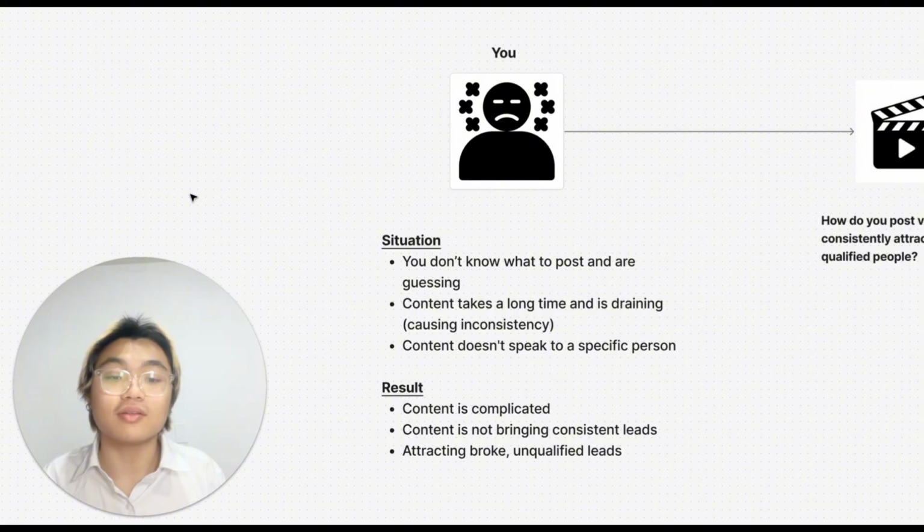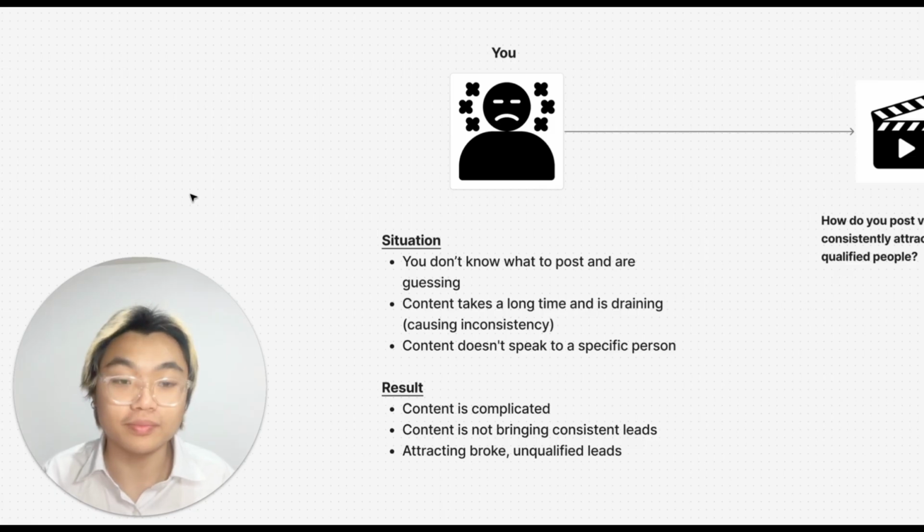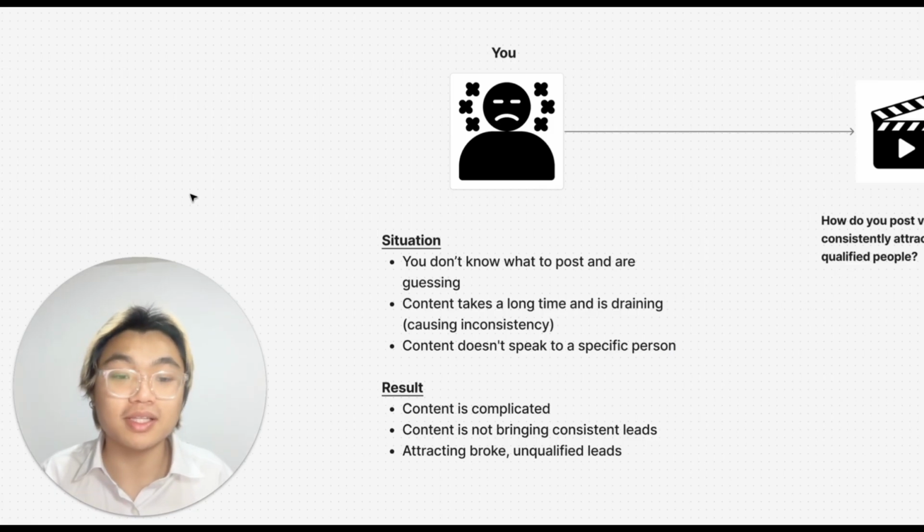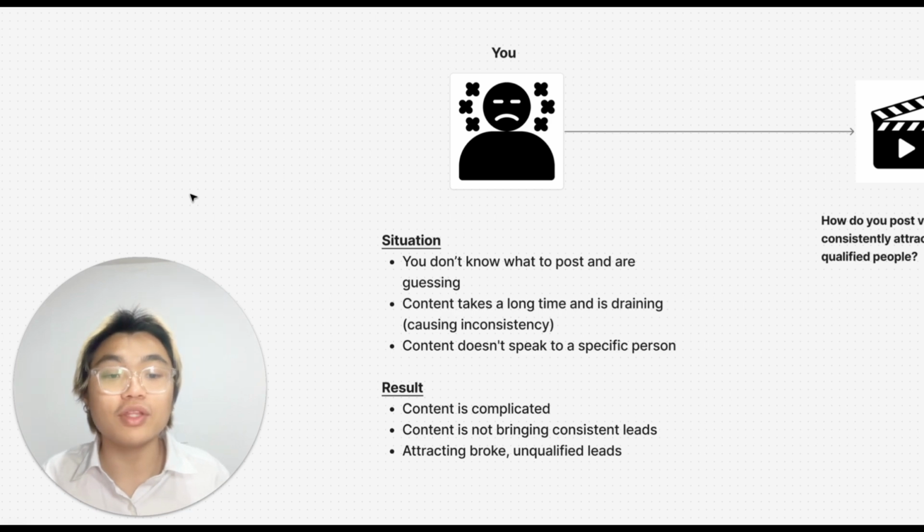And your content, because of that, doesn't speak to a specific person. And if you're targeting everyone, you're targeting no one. And so the result is that you think that content is something that's very complicated. And right now, your content is not bringing consistent leads. And even when you do bring in leads, you're attracting broke, unqualified leads.